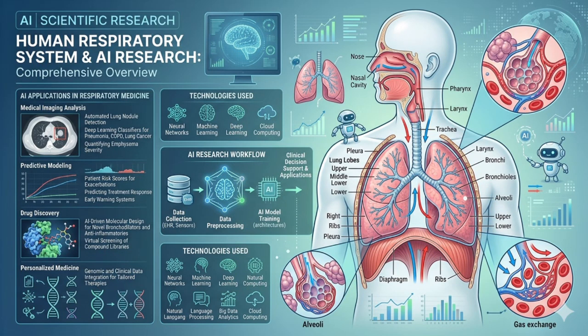Human respiratory system. Description, parts, function. The human respiratory system is a complex, high-efficiency biological apparatus responsible for gas exchange, supplying oxygen, O2, to the blood and removing carbon dioxide, CO2, waste. It operates through the interplay of anatomical structures, mechanical forces, and neural control to maintain internal homeostasis.